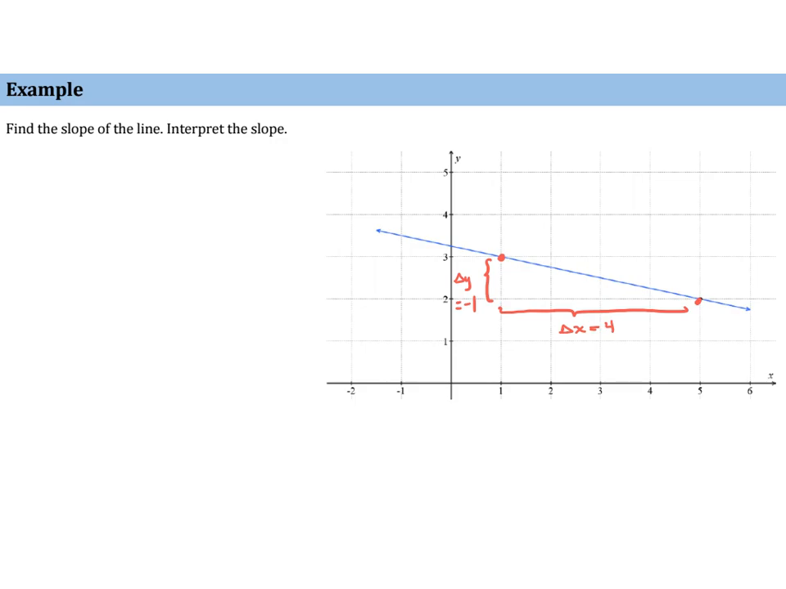Now, why is delta y negative? Because it's falling. So the slope is delta y over delta x, and that is equal to -1 over 4, and a negative divided by a positive is a negative number, so we have -1/4. You will notice that negative slope lines fall from left to right.